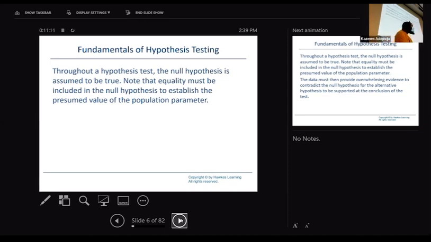The first symbol is the equality sign. I'm talking about H0 right now. The second symbol is less than or equal to. The third symbol is greater than or equal to. Oh, give me one second. I'm going to write that on the board.